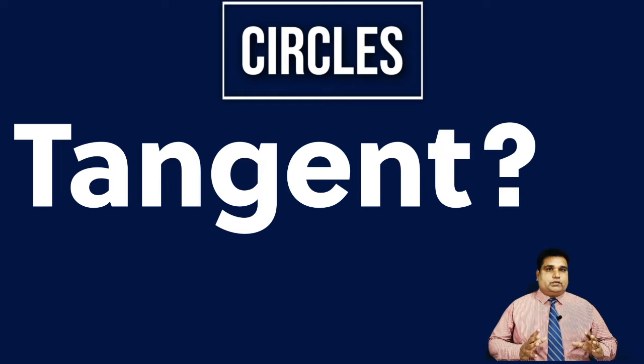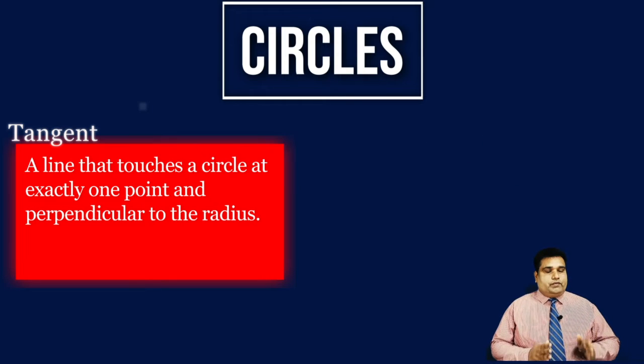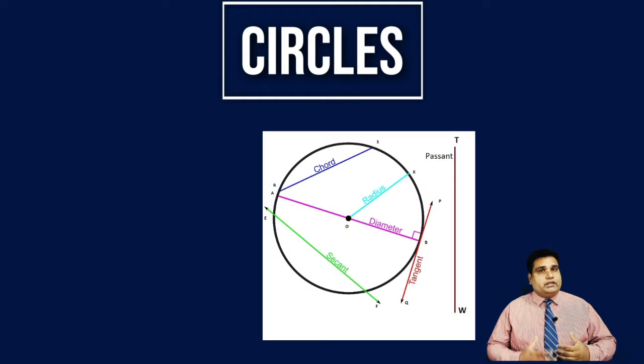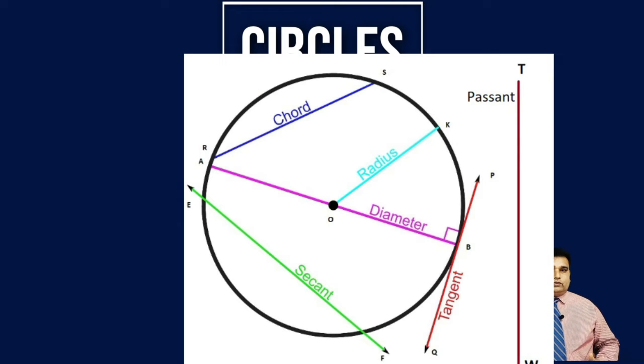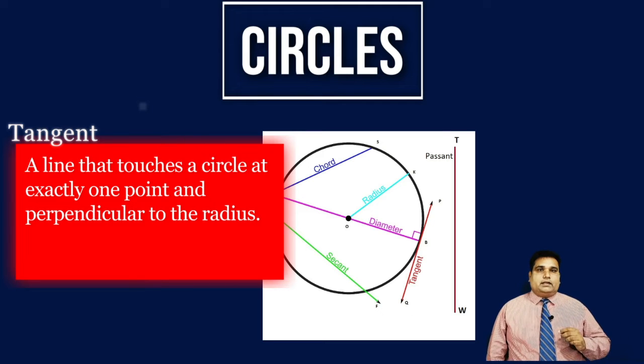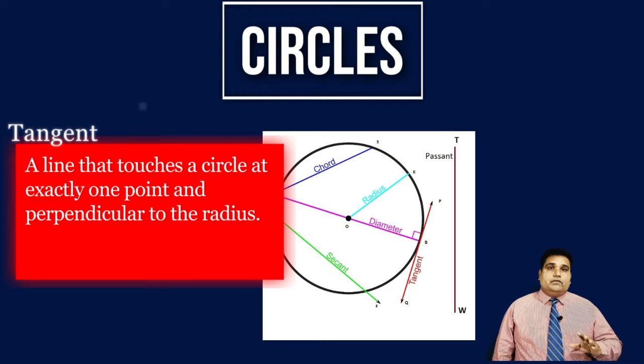Next is tangent. What is tangent? Basically, a line that touches a circle at exactly 1 point and is perpendicular to the radius. If you draw any line and that line just touches the circle, that line is a tangent, and it will touch at only 1 point on the circumference of the circle. And at that point of contact, the angle between the tangent line and the radius will be 90 degrees. That angle is 90 degrees. So that is a tangent.